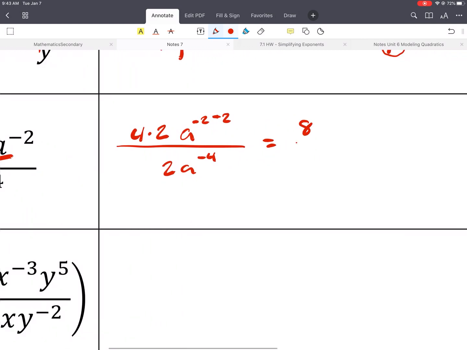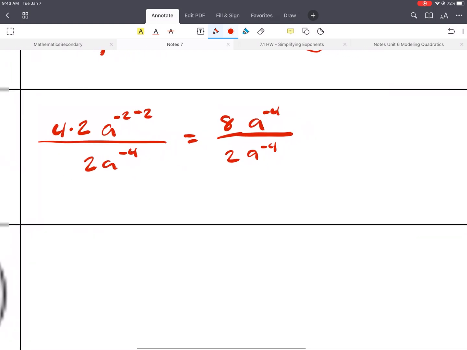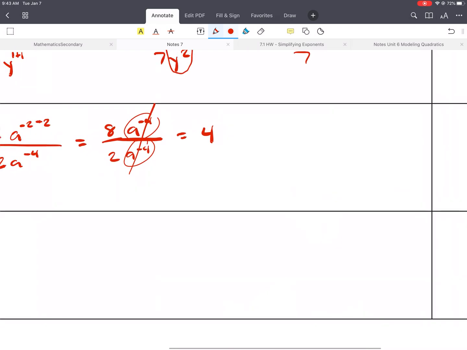Simplify that, that gives us 8 over, or 8, and this would be a to the negative 4, and this would be 2 times a to the negative 4. All right, well, these are the same, top and bottom, those cancel. And 8 divided by 2, sorry, is 4. Okay, so our answer for this one would just be 4.